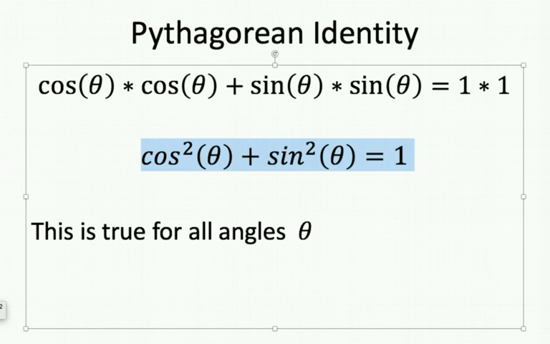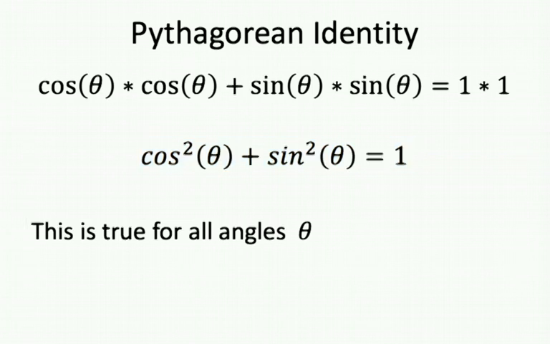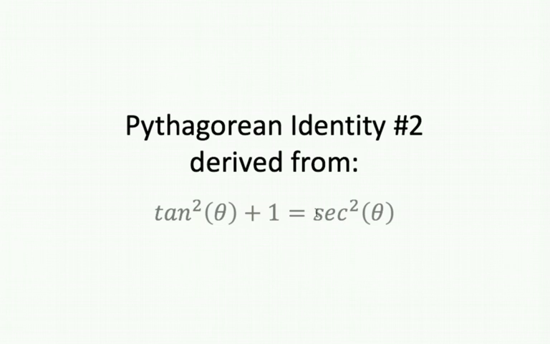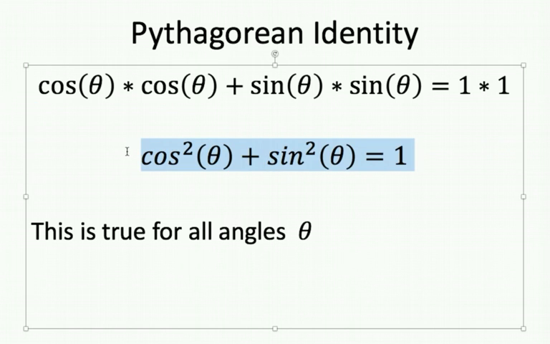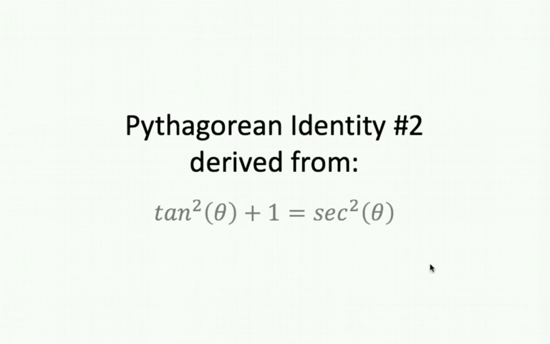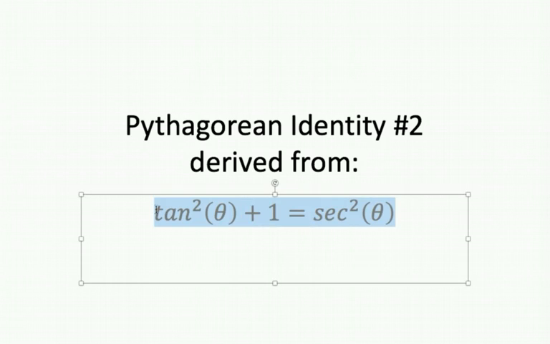Let's now go on to our second Pythagorean identity. These next 2 Pythagorean identities are actually derived from this one. So we'll be starting off with this to create the other 2 Pythagorean identities. So Pythagorean identity number 2: tangent of theta squared plus 1 equals secant of theta squared.